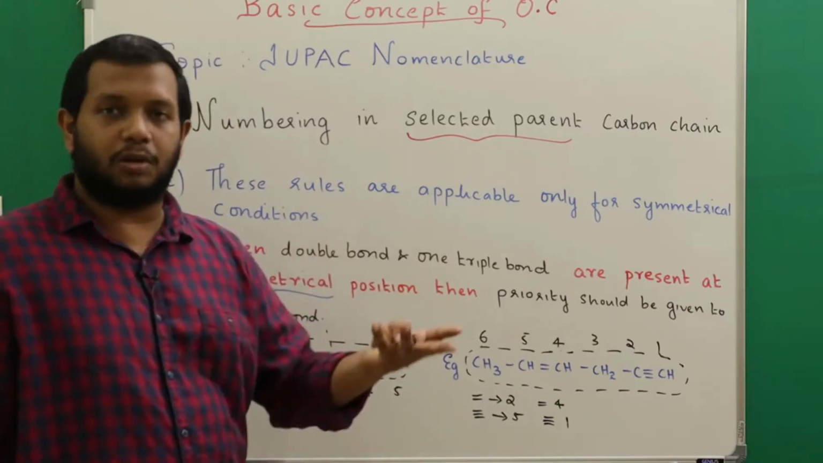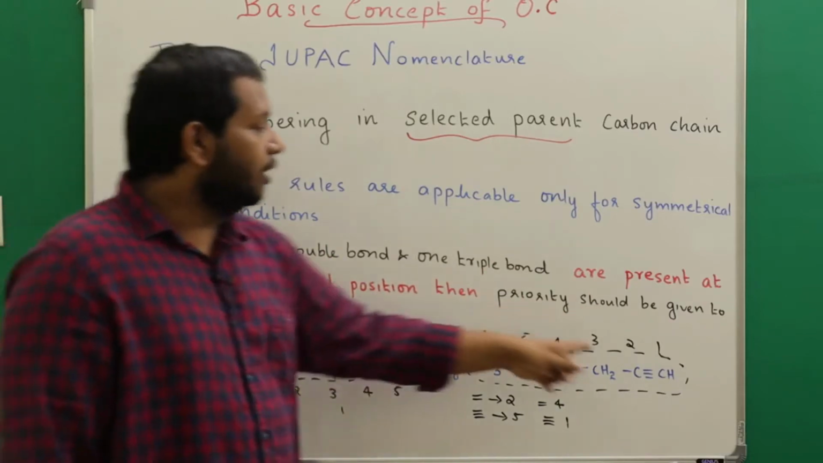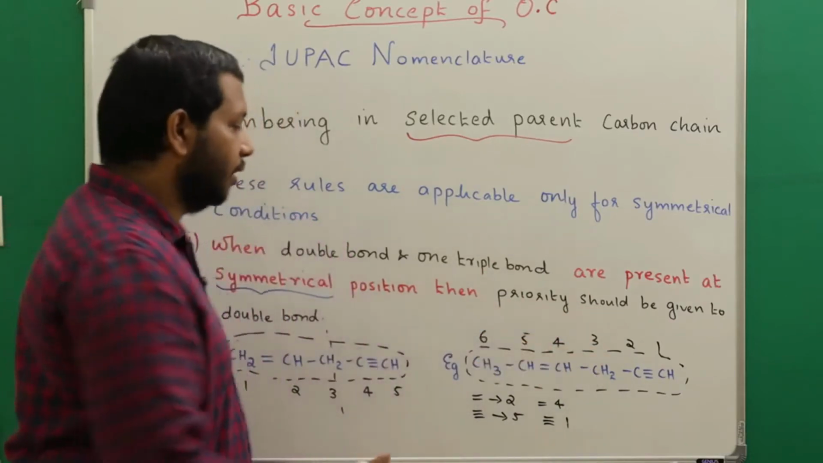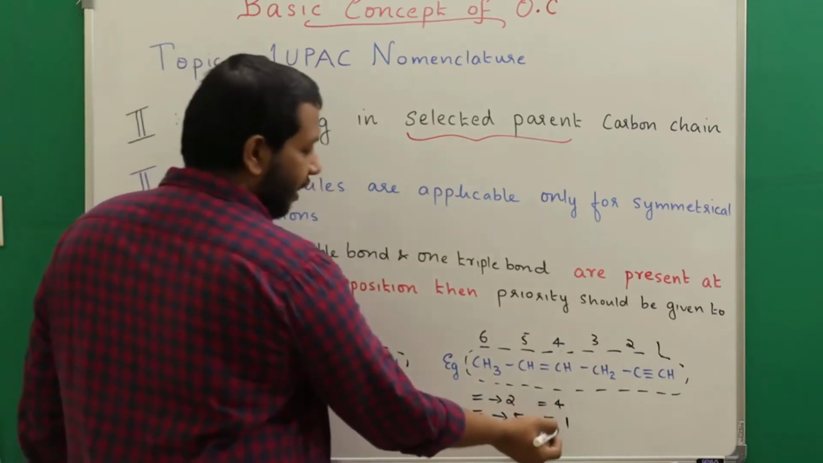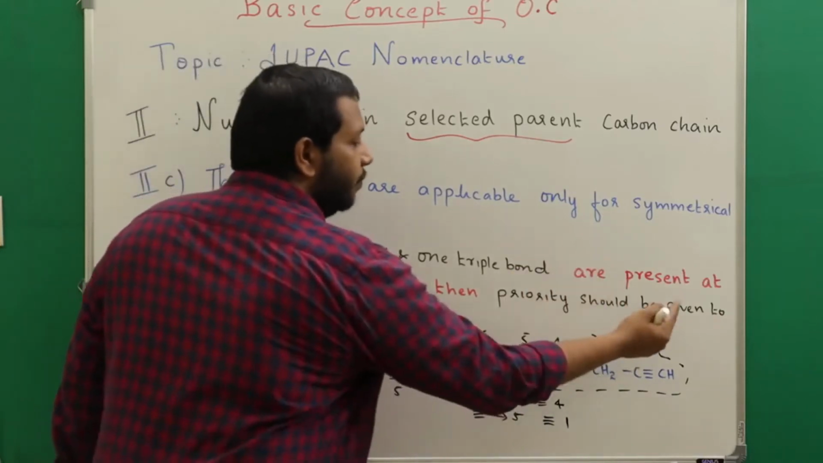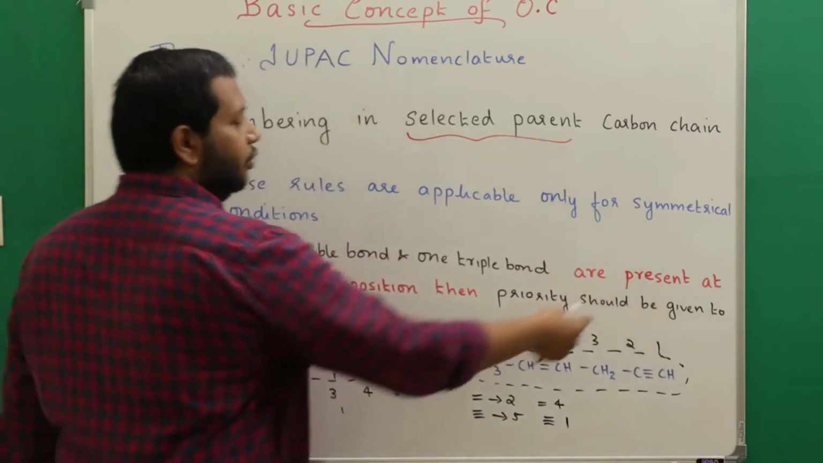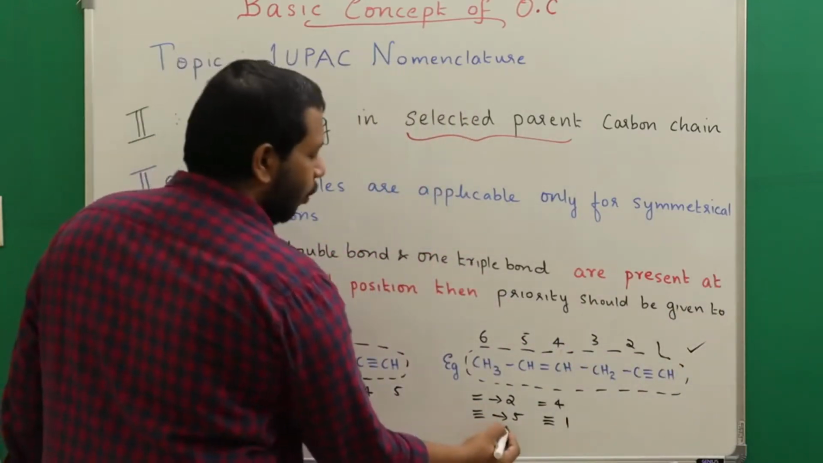In that case, you should choose the path in such a way that any of the multiple bonds gets the lowest number. So here, which is the lowest number? 1 is the lowest number. In which way is that number 1 coming? It is coming when you are numbering from right to left. So this should be my correct numbering. That's why I am telling you the other is wrong.